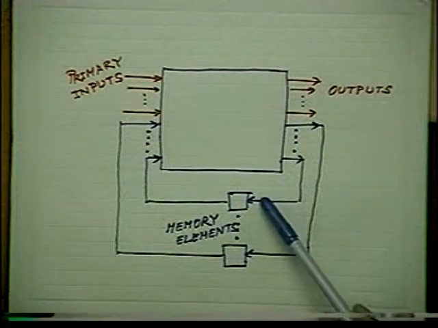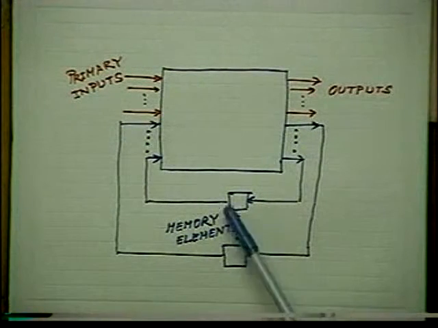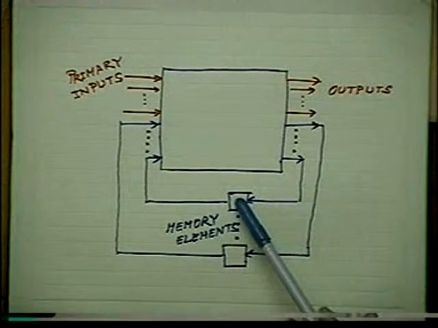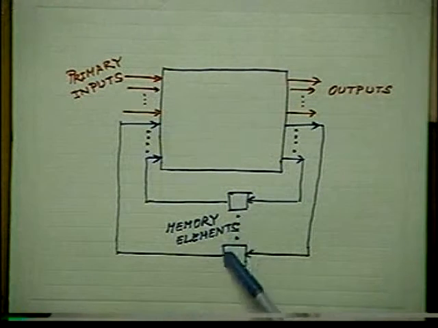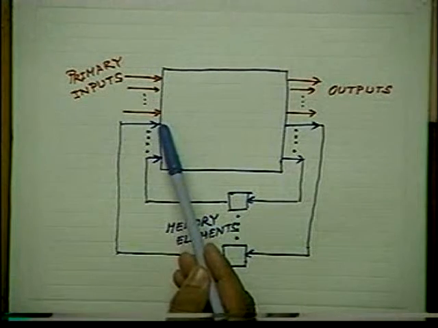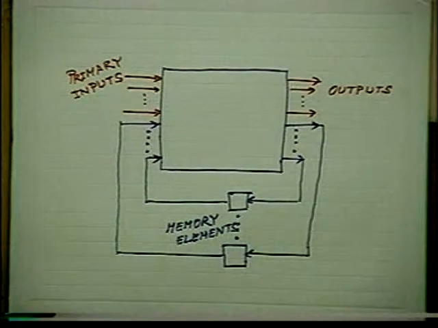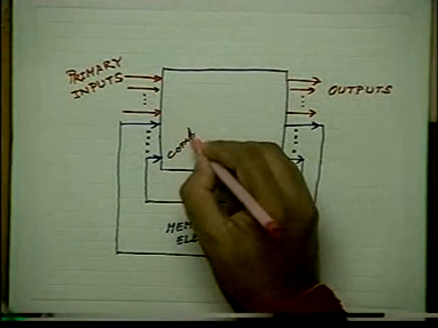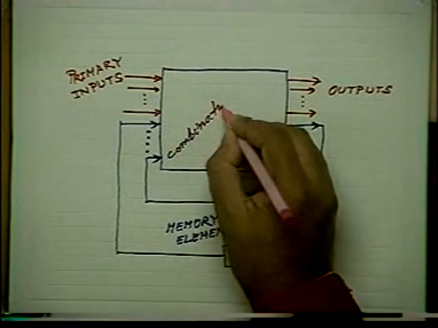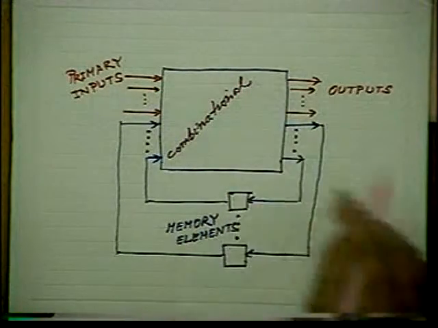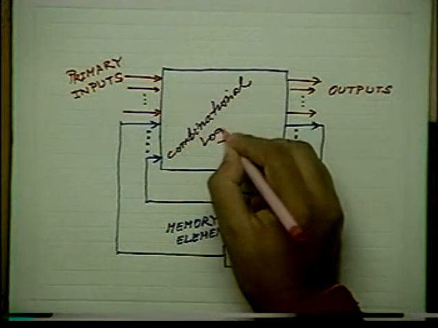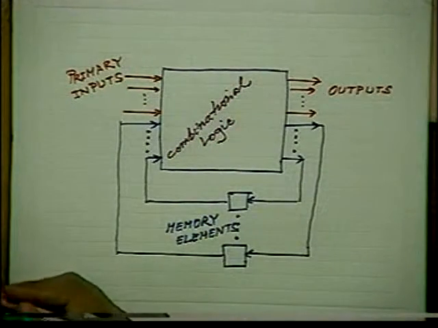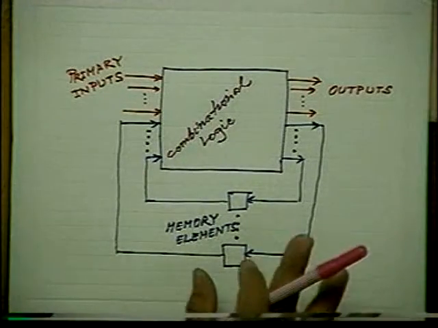These are excited by means of some secondary outputs, which are fed as an excitation to them. The state of these flip-flops changes and the output of these flip-flops is fed back to this circuit. And this circuit is a combinational logic once more. Therefore, this in fact is a sequential circuit.